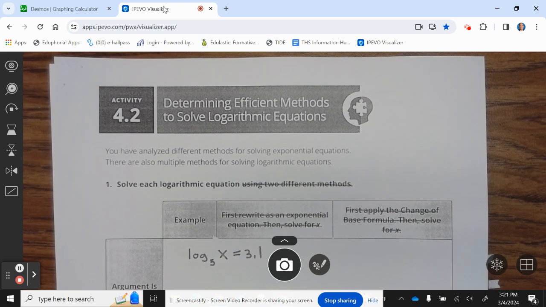Activity 4.2, determining efficient methods to solve logarithmic equations. You have analyzed different methods for solving exponential equations. There are also multiple methods of solving logarithmic equations. 1. Solve each logarithmic equation.